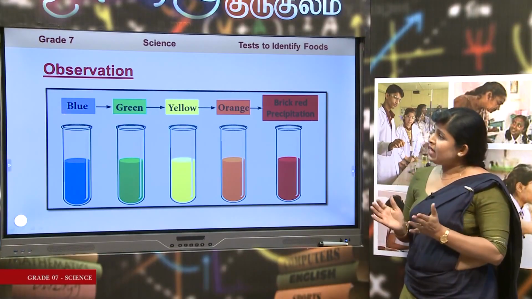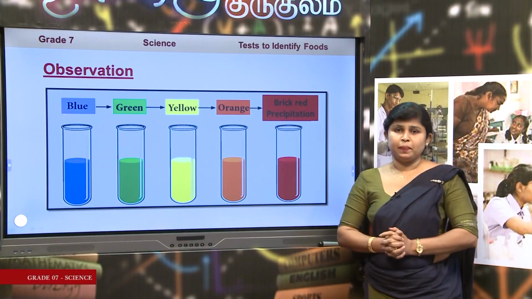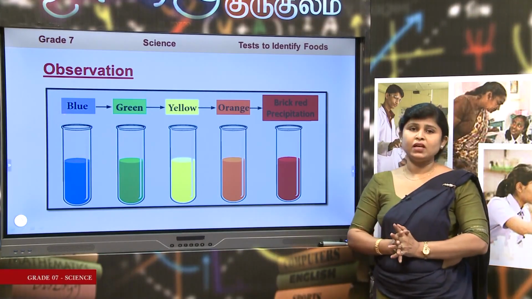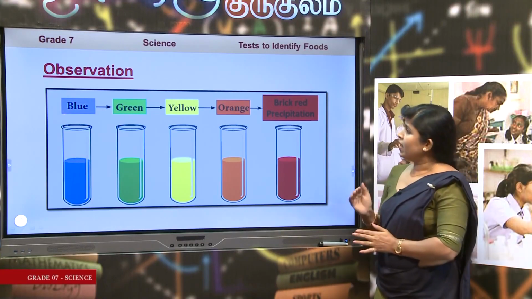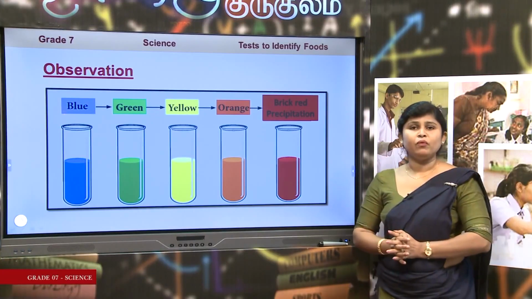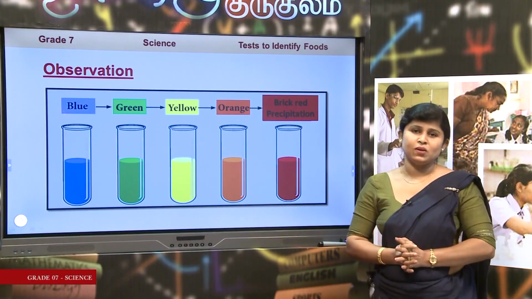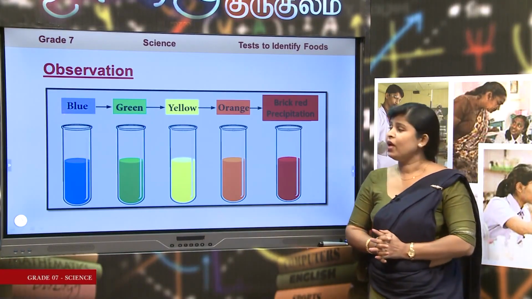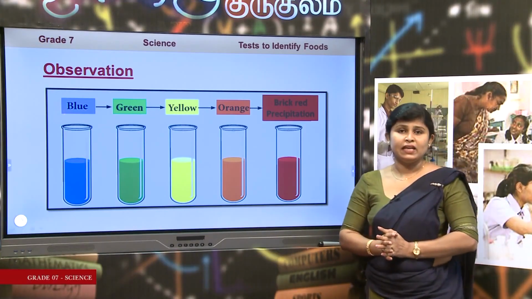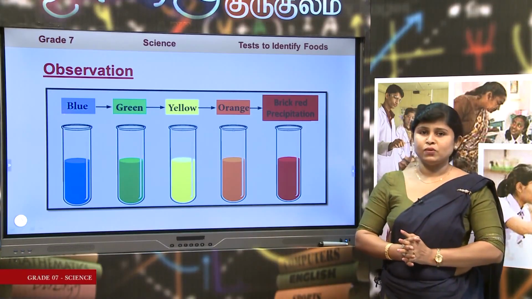So there is a conclusion in the activity. In each and every activity we can arrive at a conclusion. Our conclusion is glucose gives a brick red precipitation while heating with Benedict solution. What is the conclusion? Glucose gives a brick red precipitation while heating with Benedict solution.